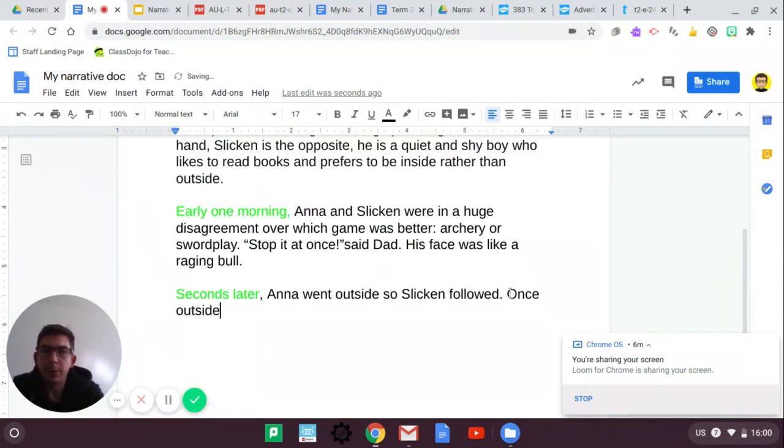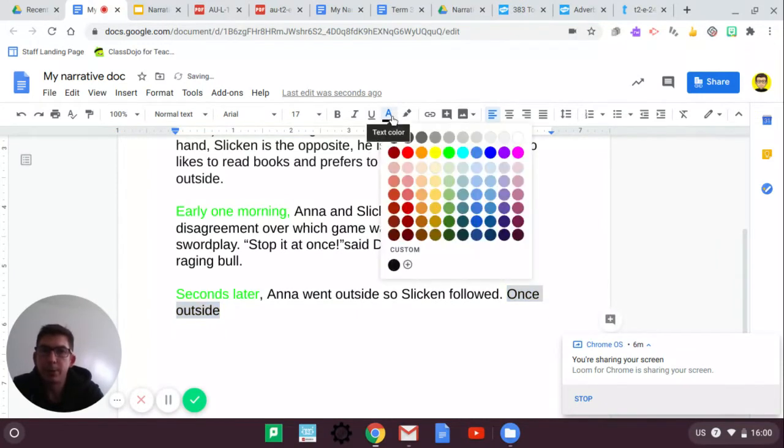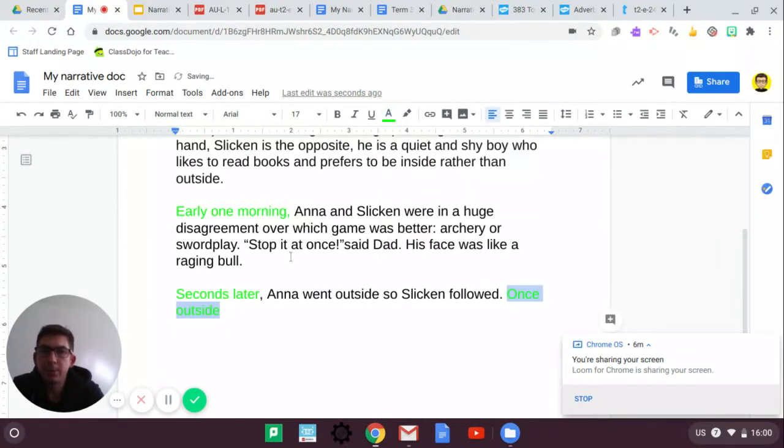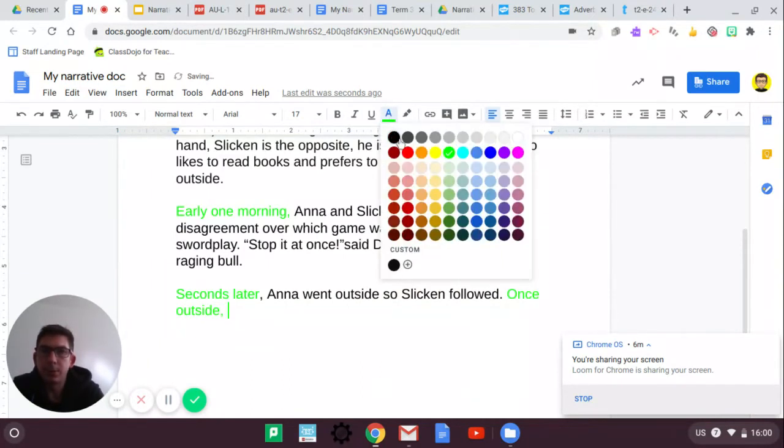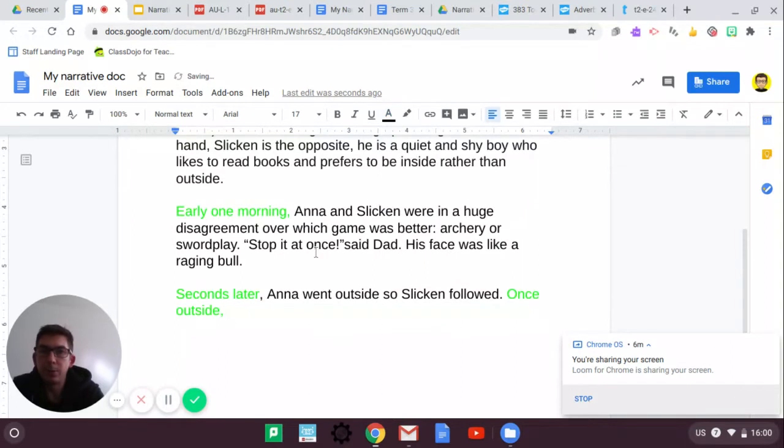So I'm linking what I've said before, outside. Once outside. And again, feel free to use these words, okay? Slicken called out to Anna. Where are you?